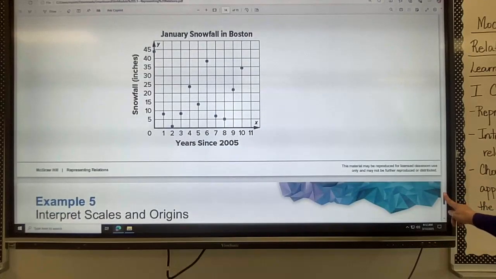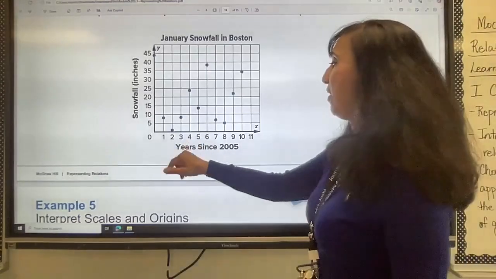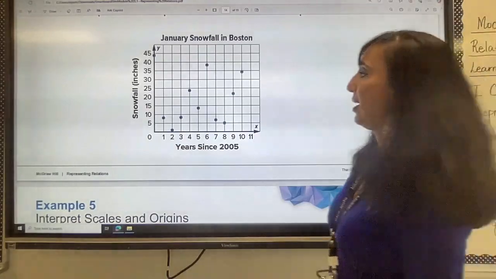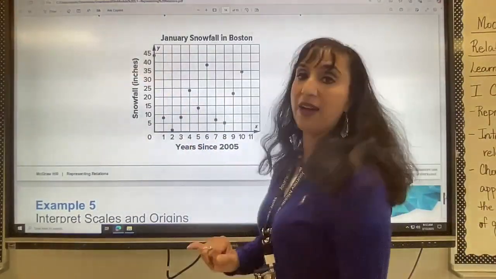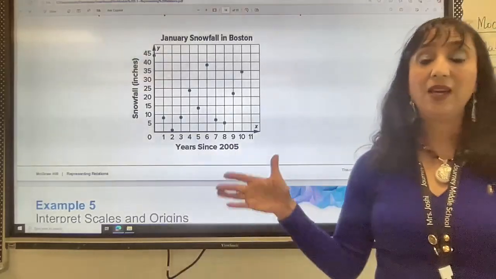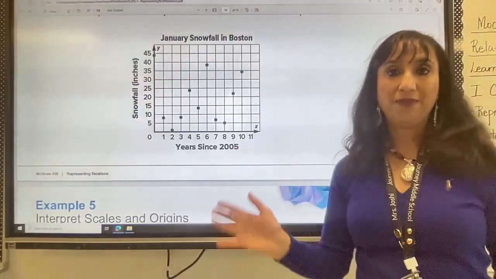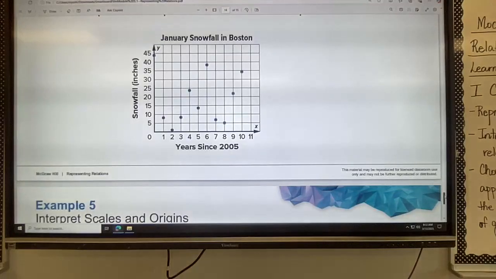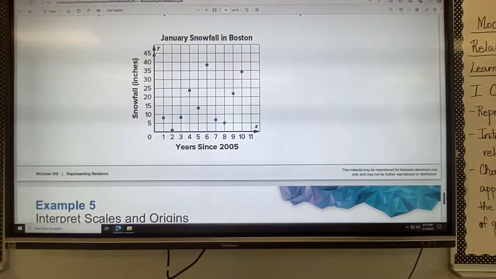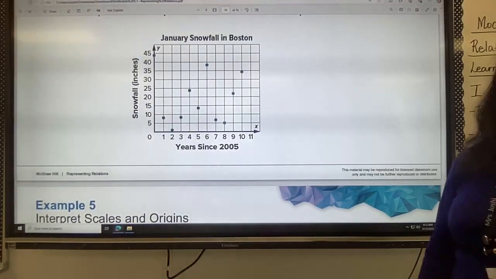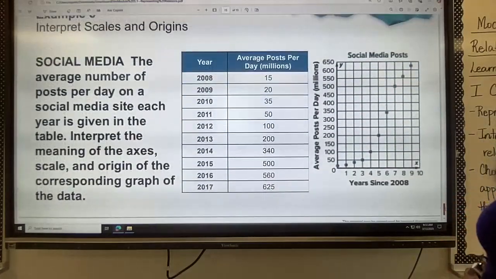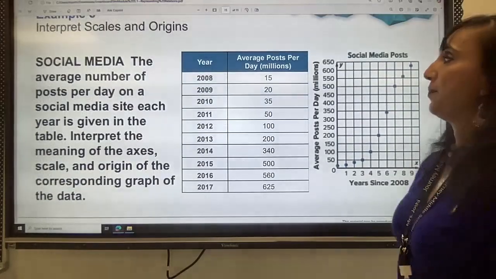And these are the years since 2005. So 2005, 2006, 2007. That's basically what this is. And then we had said that the graph should be from 0 to 45, and that's basically what that is. And then we just graphed the ordered pairs in here. Okay, so just look at that. And we are going to go ahead and do one last problem. Last problem. Going to interpret scales and origins.